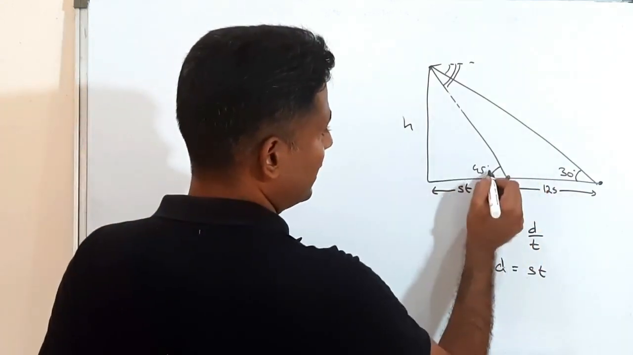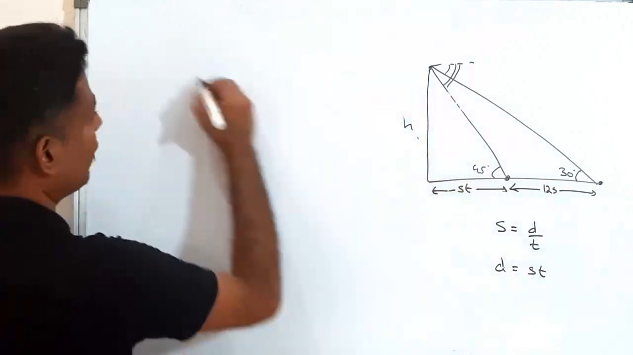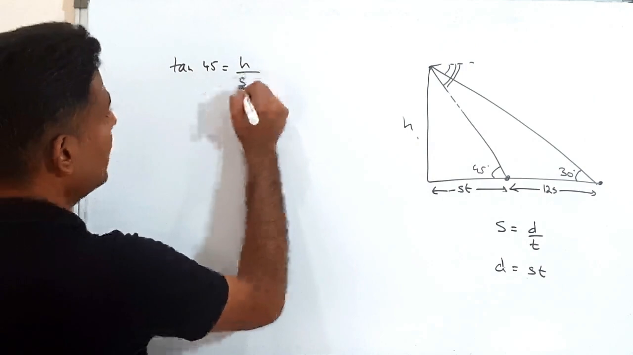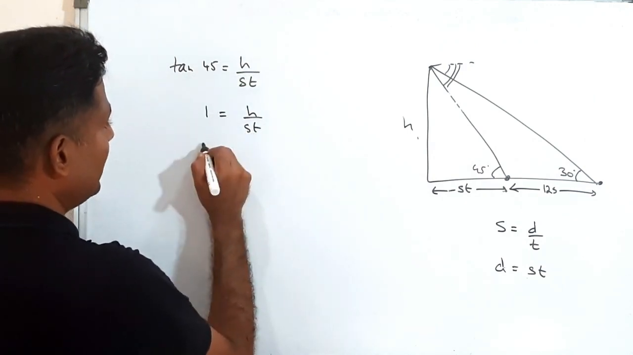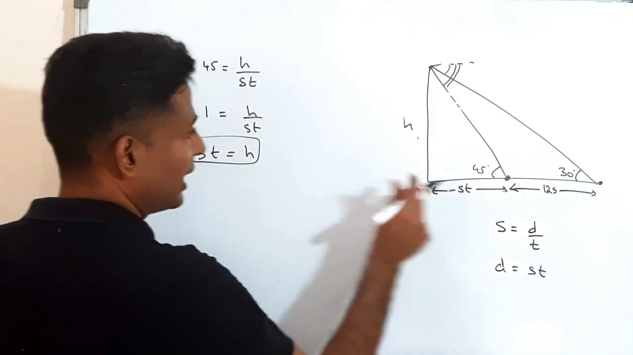Now taking this first, this triangle first. So we have tan 45 equal to h by st. But tan 45 is 1. So 1 equal to h by st. So 1 into st equal to h. So this is what we get from here.